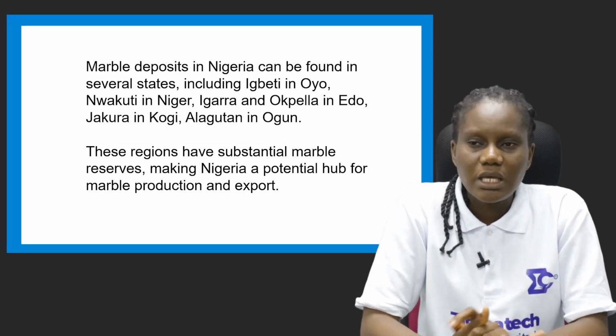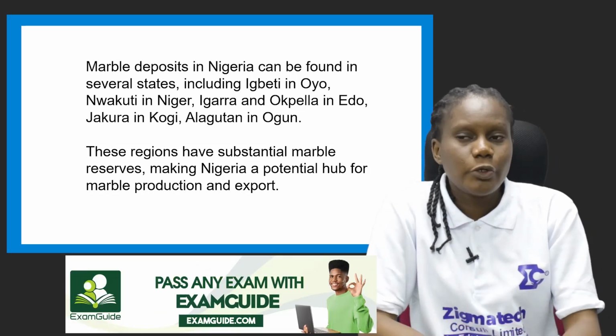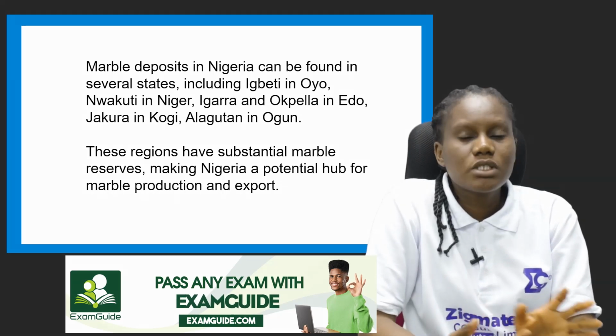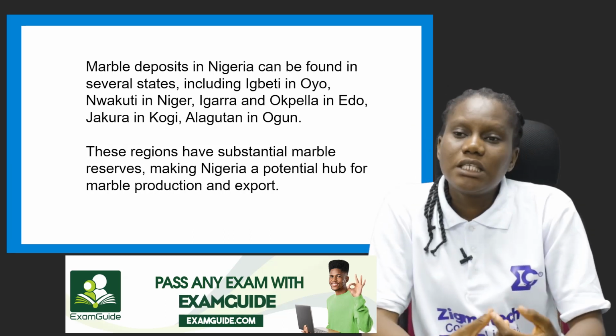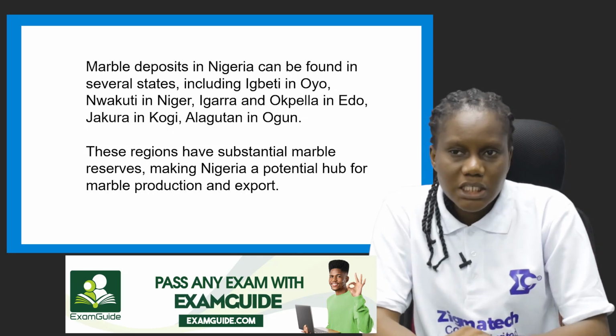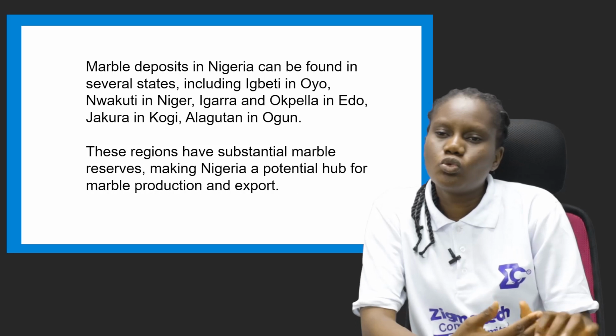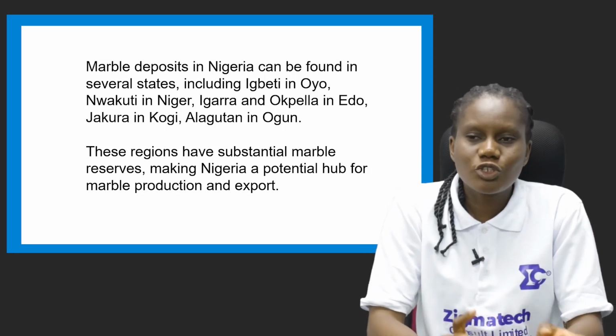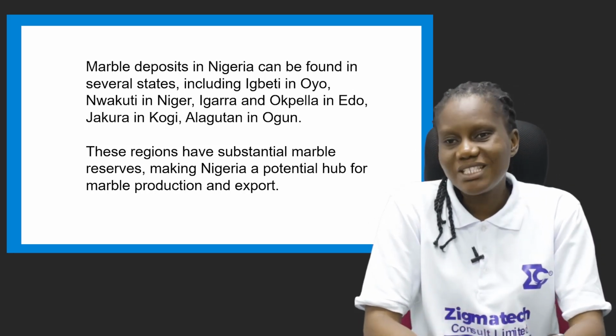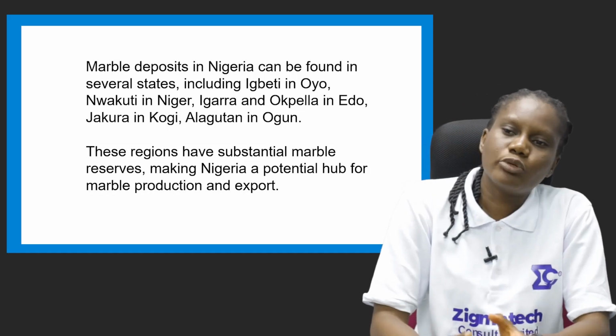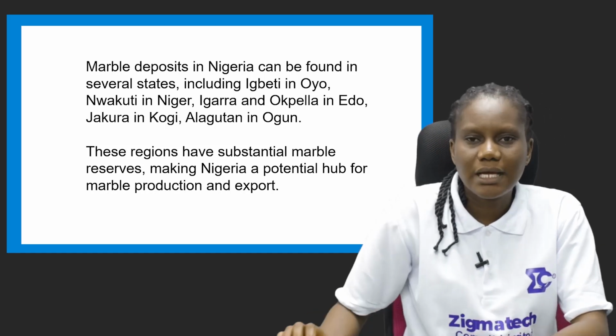And again, I will go over them. A town called Igbeti in Oyo State. You can find it in Wakuti in Niger State. You can find it in Igara and Okpella in Edo State. You can find it in Jakura in Kogi State and Alaguta in Ogun State. These regions have substantial marble reserves, making Nigeria a potential hub for marble production and export.